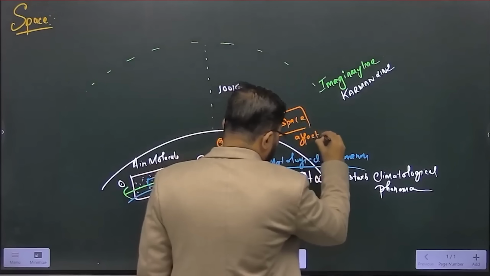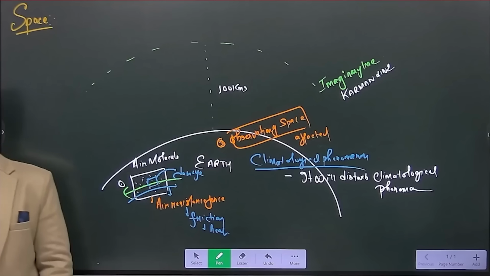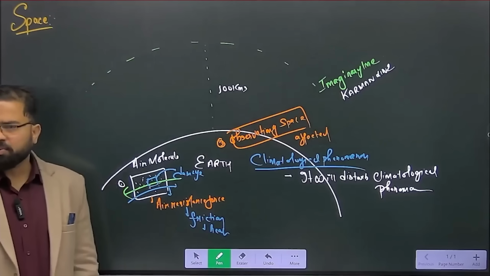And considering all this, what? The International Aeronautics Federation has given this particular Karman line that exists above 100 km from the surface of the earth.